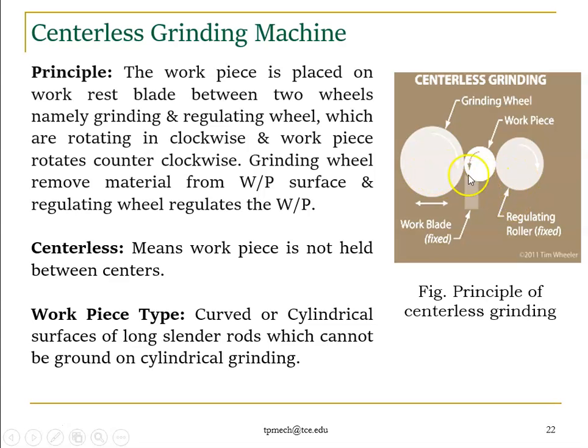So we have two rollers. One roller acts as a grinding wheel. The other one is a regulating roll or pressure roll. Right, so in between the two rollers we have a workpiece. The workpiece is held by two wheels. Apart from these two wheels, we have a work blade rest, right? At the bottom of the workpiece we have a work blade rest. This is what a centerless grinding machine is.